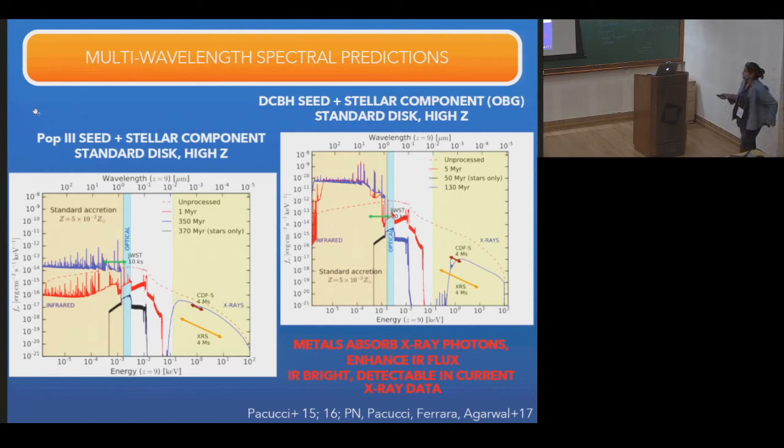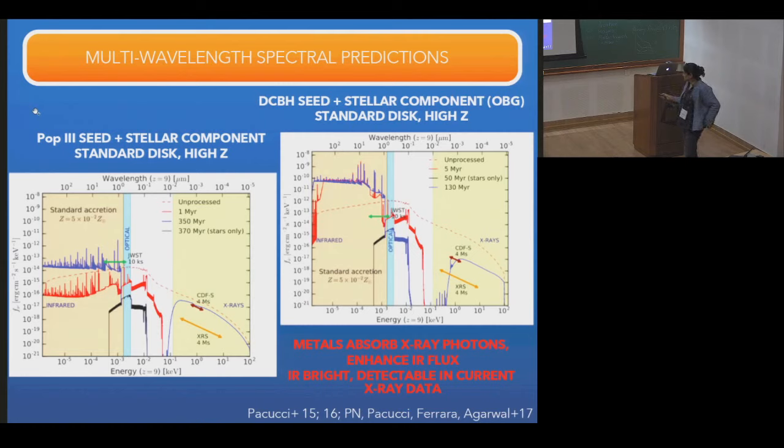So, I told you these models are very rich, right? I can do all kinds of parameter slices. So I can start with a POP3 seed with a stellar component, have a standard disk and the high metallicity. I can start with the DCBH seed stellar component and the standard disk. I can also look at the slim disk. So basically you can see that there's a lot of flux in the infrared. So all you really need to note from these plots, forget the details, you can look at them later, is that a lot of energy from the X-ray is reprocessed and pushed into the infrared.